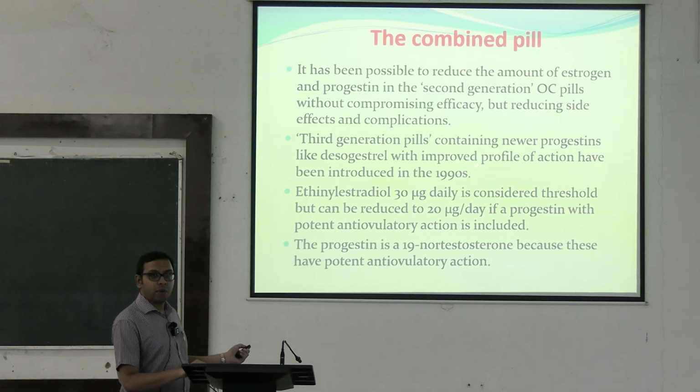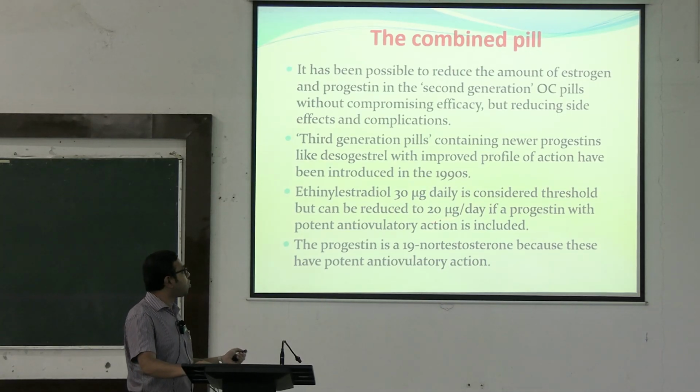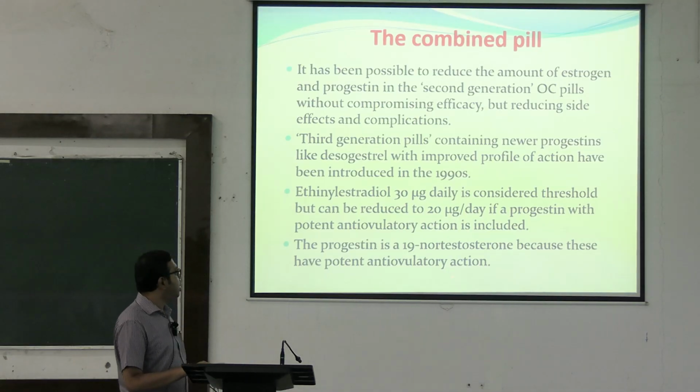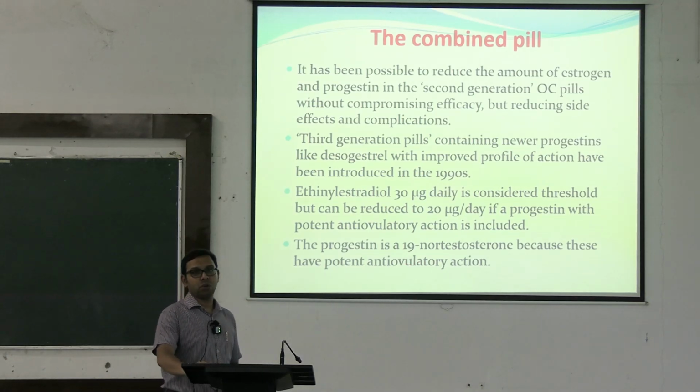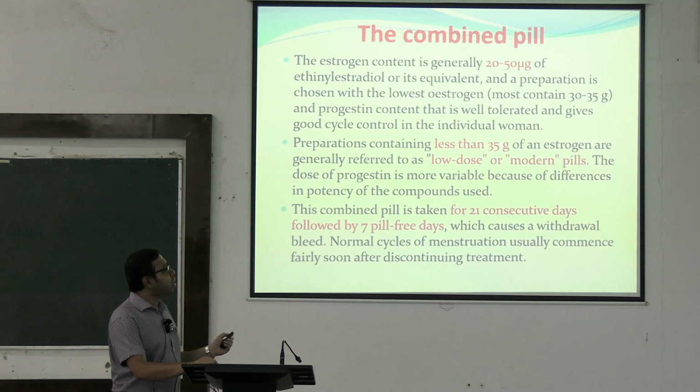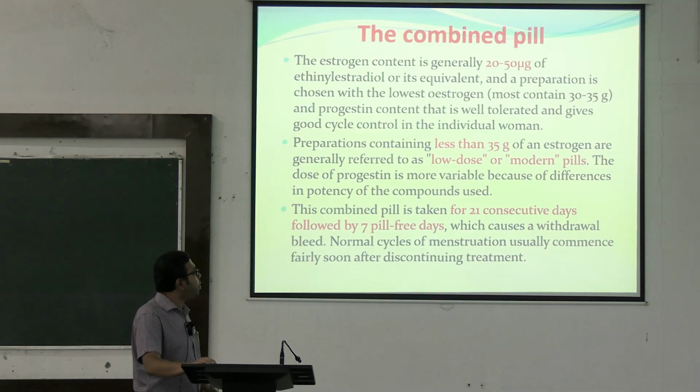Third generation pills, now it is known as the third generation pills, contain very minute amount of the estrogen. Ethinyl estradiol 30 microgram daily is considered threshold, but it can be reduced to 20 microgram per day also. Already you have seen the progesterone 19-nortestosterone is usually combined, which has some potent anti-ovulatory actions also. So they have actions at the different levels of the cycle. So the estrogen content already we have seen, usually 20 to 50 microgram. Preparations containing less than 35 microgram are known as the low dose or modern pills.